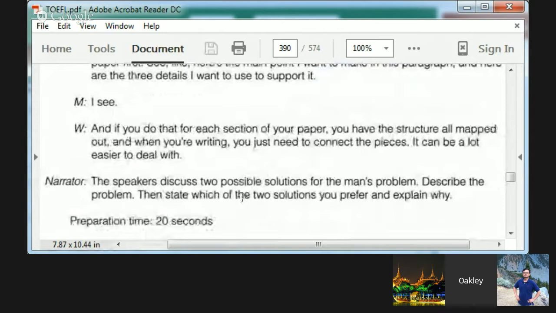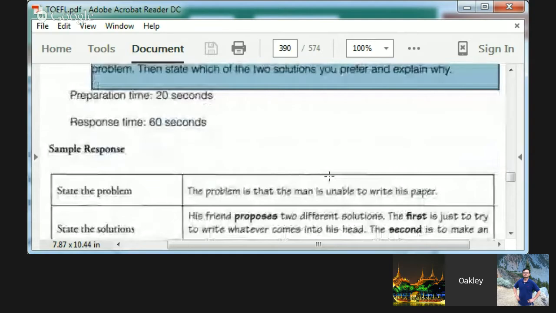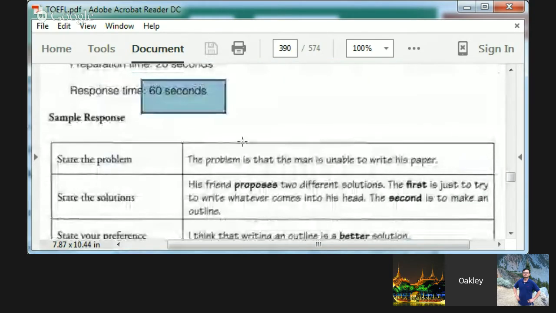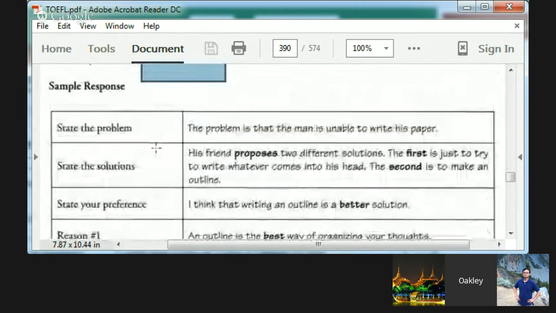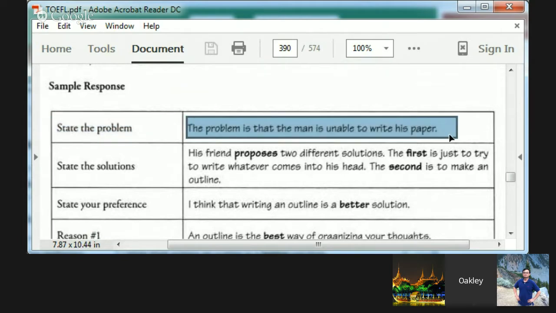Now let's look at a templated response for this. Remember, you only have 60 seconds. Let's look at a sample templated response. First of all, state the problem clearly and succinctly. This is not a big part of the question that you have to answer. This is a relatively small detail you need to answer. The problem is that the man is unable to write his paper. That's it. Nothing more, nothing less.